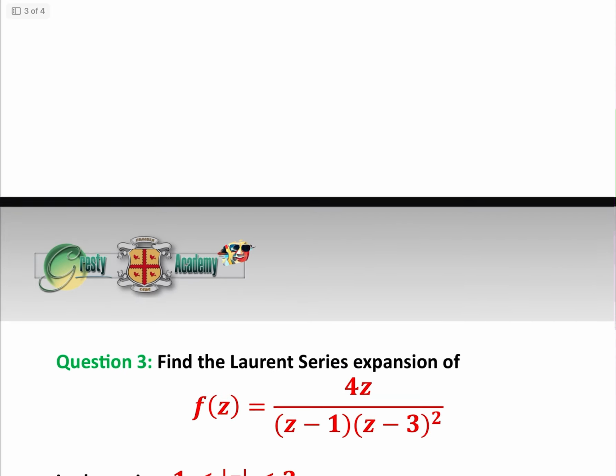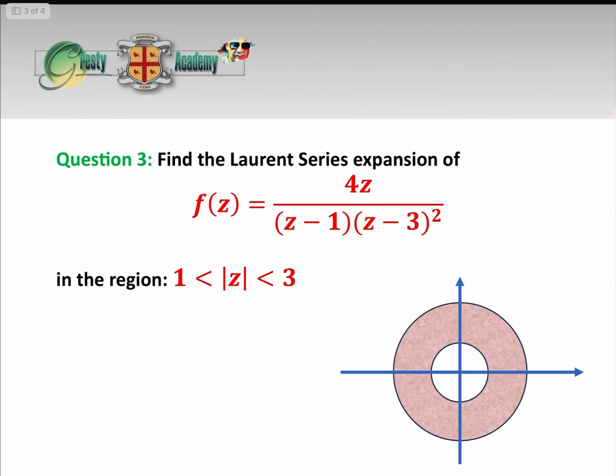Okay, we're doing well here. Right, let's have a look at question 3. Find the Laurent series expansion of this. F of z is 4z over z minus 1, z minus 3 squared in the region mod z greater than 1 and less than 3.